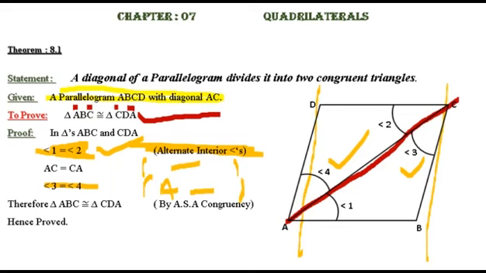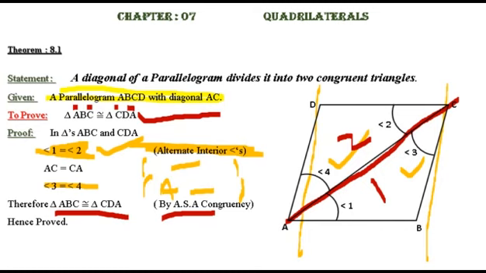That means in triangle 1 and triangle 2, two angles are equal and the included side is equal. We know this congruency. Yes, this is the congruency of angle side angle. Therefore triangle ABC is congruent to triangle CDA, and the congruence is angle side angle congruency.